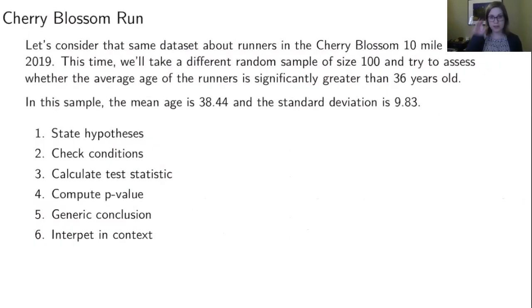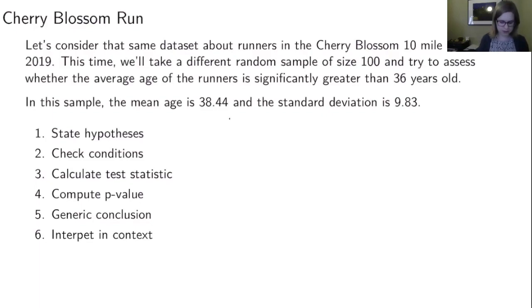Let's consider that same data set about runners, the Cherry Blossom 10-mile run. This time I took a slightly different random sample of 100 people. What we want to do is assess whether the average age of the runners is significantly greater than 36 years old. In the sample I took for this section, the mean age is 38.44, and the standard deviation is 9.83.